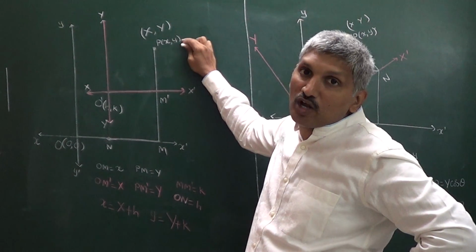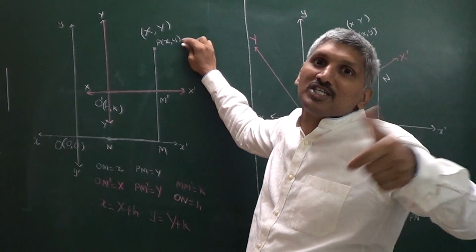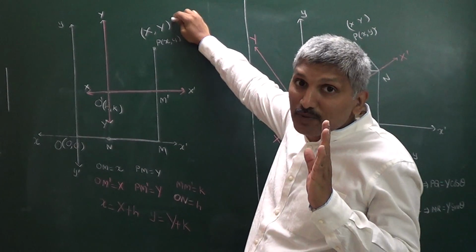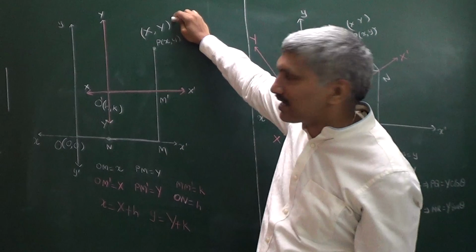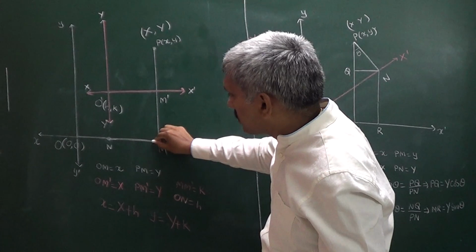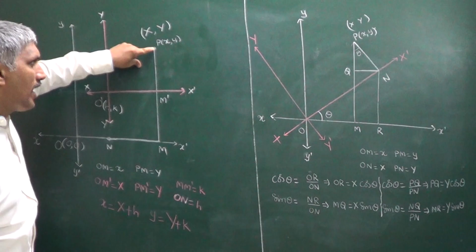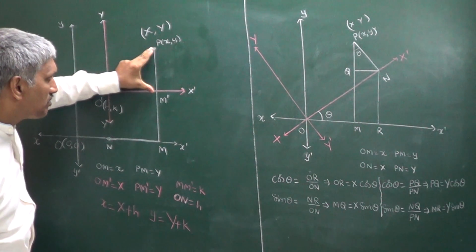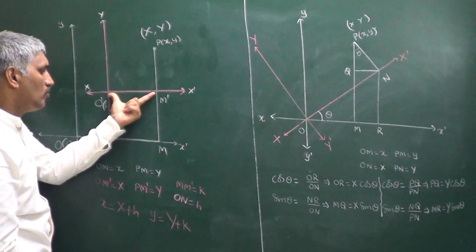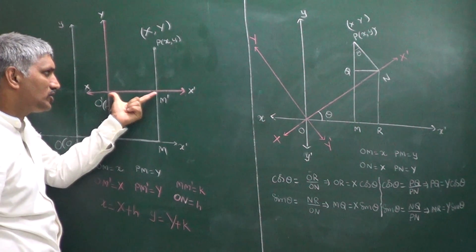So small x, small y represent the original coordinates, the old coordinates with respect to the original axis. Capital X and capital Y represent the new coordinates, that means with respect to the new x-axis and y-axis. Now you can observe here, this total height is equal to y and this length is equal to small x. With respect to the new axis, this length, that is P M dash, is equal to capital Y. At the same time O dash M dash is equal to capital X. This length is equal to capital X.